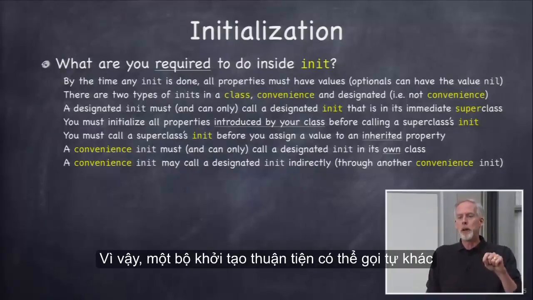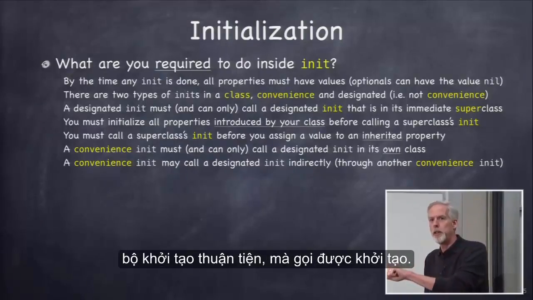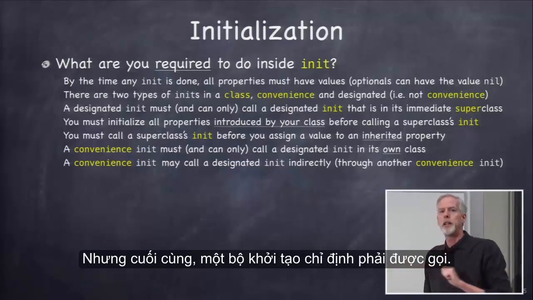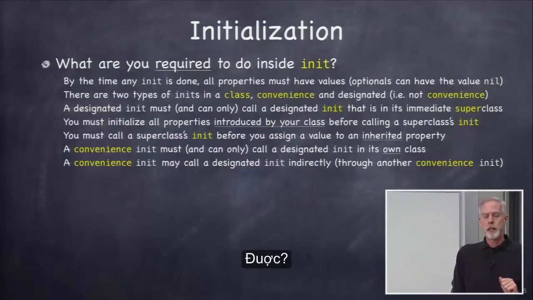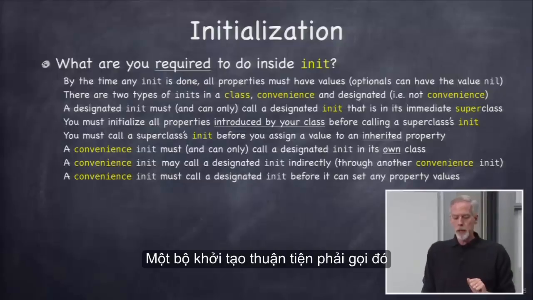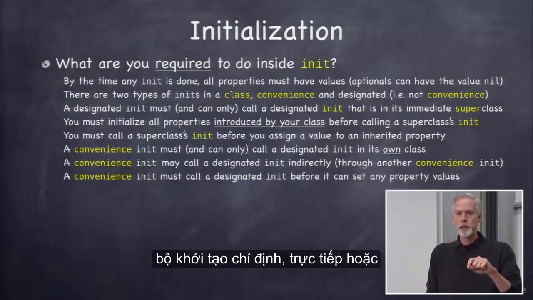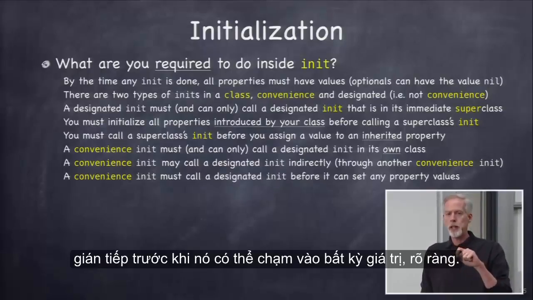Now, it can call that designated initializer indirectly through another convenience initializer. Okay, so one convenience initializer could call self another convenience initializer, which could call a designated initializer, but eventually a designated initializer must be called. A convenience initializer must call that designated initializer, directly or indirectly, before it can touch any values, obviously.